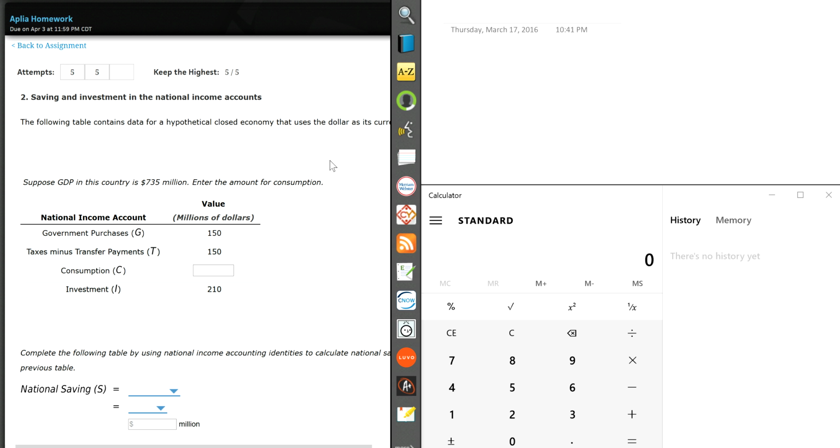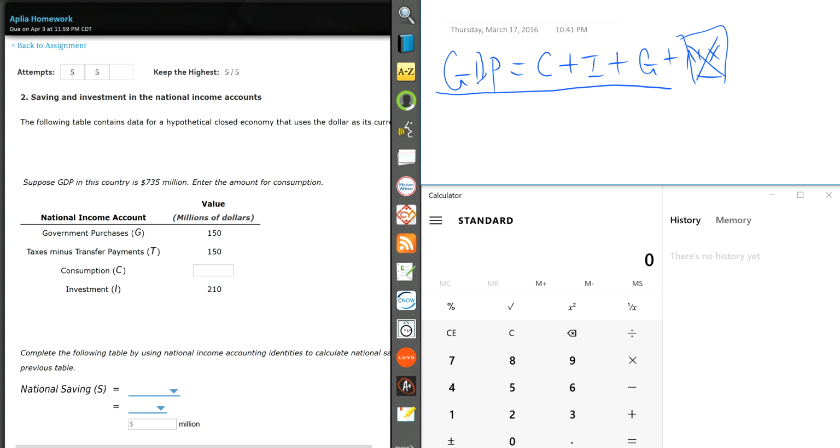Now you need to remember that for this problem, GDP equals C plus I plus G plus NX. So C is consumption, I is investment, G is government spending, and NX is your net export. Since our economy is a closed economy, you don't have any import or export. So for a closed economy, there is no net export. So for this problem, your GDP formula is very simple. It's just I plus C plus G.